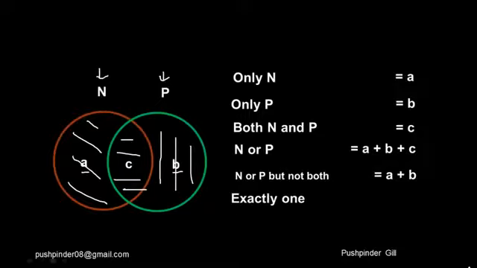If someone asks exactly one, how many of the students have exactly one of the things? They have either a notebook or a pencil. So that is again equal to A plus B.